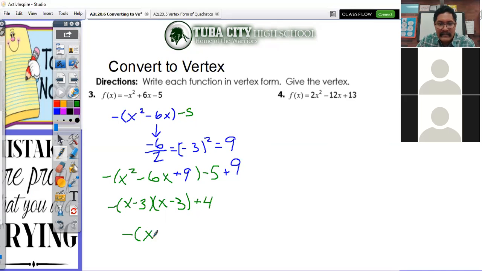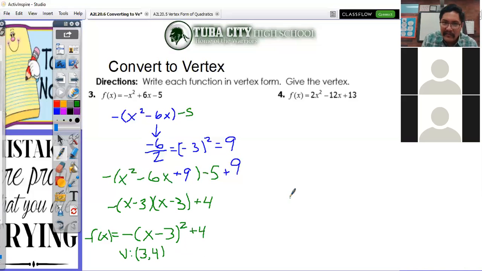So negative difference of x and 3 squared plus 4. So put these together and I got a square, but I'm going to go ahead and put f of x here to put it into function notation. And in this case, we have enough for our vertex. So the vertex is the opposite of this one, which is 3, and the actual number of the last one. So the vertex is 3, 4.